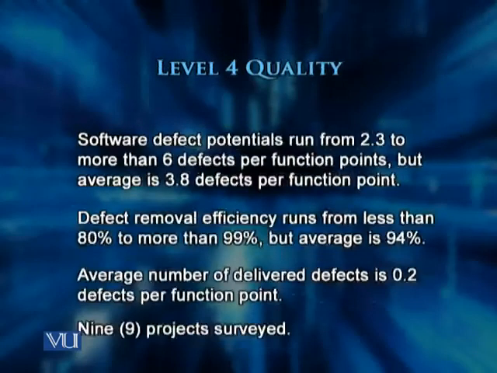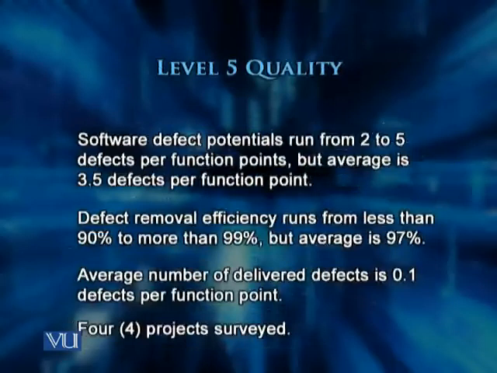And if you look at the defect removal efficiency at level 4 organizations, it is 94%, and the average number of delivered defects is 0.2 defects per function point. And at level 5, the defect removal efficiency average is 97%, and the average number of delivered defects is 0.1 defects per function point. So you can see that with each level in CMM, the quality of software products is improving with respect to defect removal efficiency.